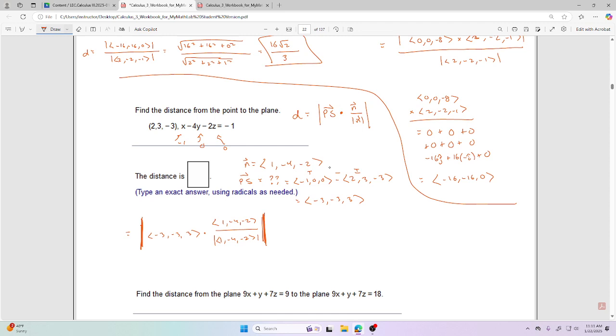What would you rather do? Would you like to find a unit vector and get a whole lot of square roots? Or would you like to do a dot product first? Yeah, because you're going to get integers.